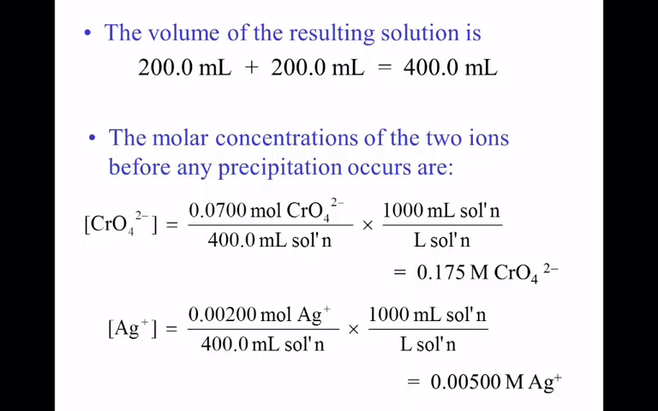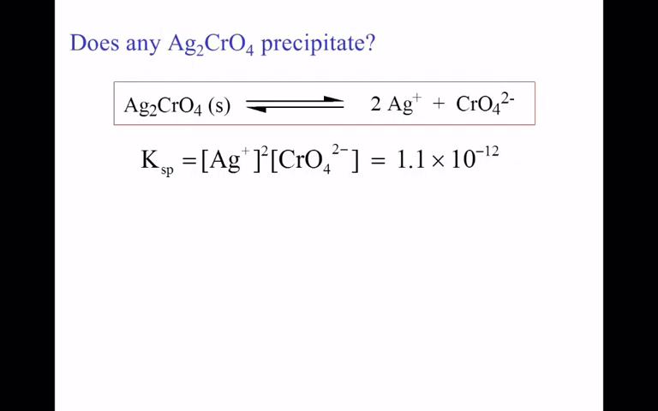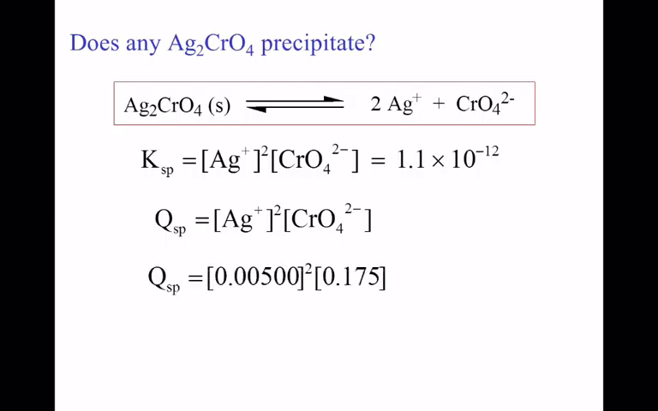So we're just going to take those numbers and plug them into a QSP expression. QSP takes the same form as KSP. It's the molar concentration of the silver ion squared, Ag+ squared, times the molar concentration of the CrO4 2- raised to the first power. So here we go. Plugging in our numbers, I get 0.00500 squared times 0.175. And this is before precipitation occurs.